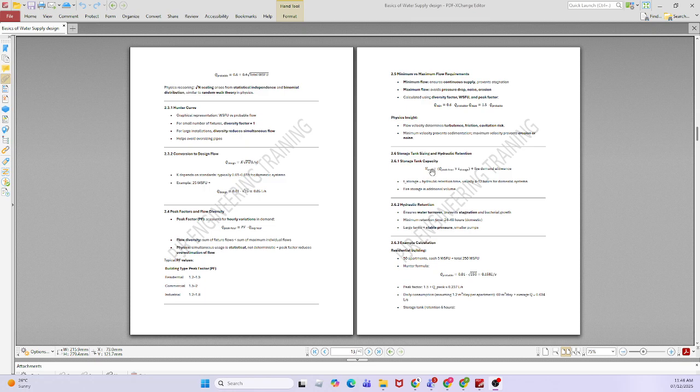So you can start practicing. Remember, we have done many classes. You know WSFU calculations. You know how to calculate GPM. So these are the steps, the actual steps, for how we calculate the volume of the tank.